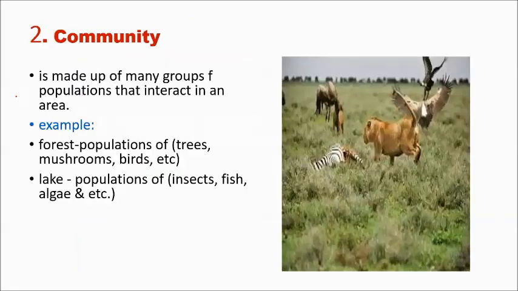Next is community. Community. This is made up of many groups of populations that interact in an area. Group of populations, group of one kind of animal, another kind of animal, and other populations. So we say forest populations, yung mga trees, mushrooms na doon, yung mga birds and other animals na nasa forest. Lake, no? So yung insects, yung fish, yung algae na noon sa lake.